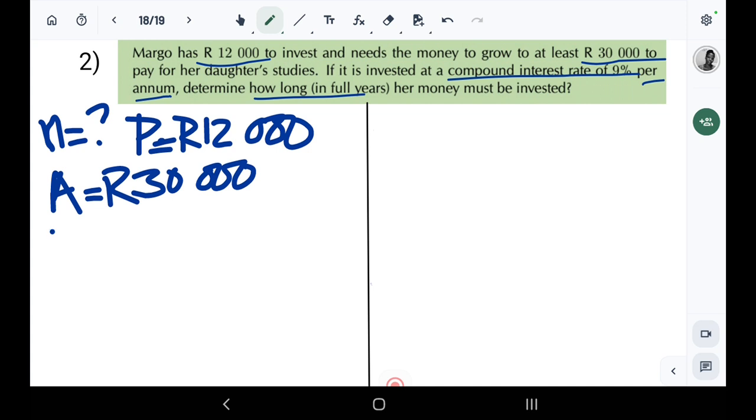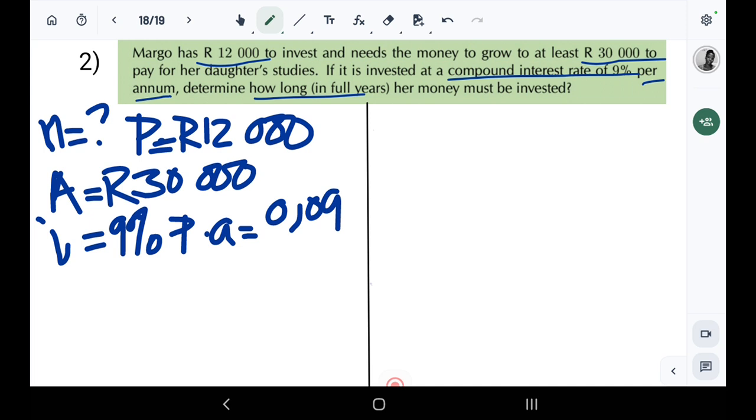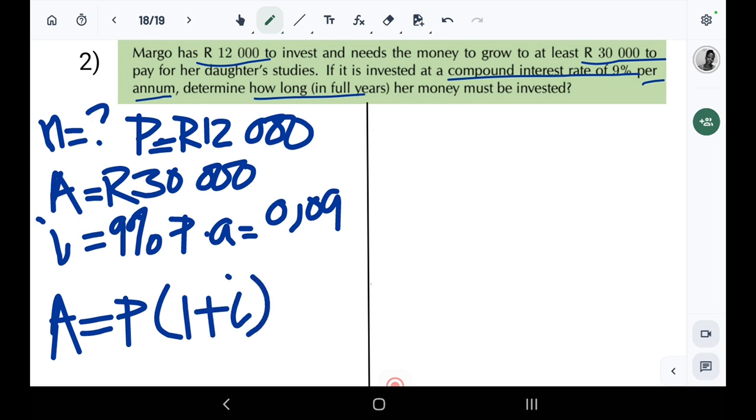The interest rate, i or r, is 9% per annum, compounded annually, which gives us 0.09. Determine how long, that is n years, her money must be invested. Now we use the compound interest formula. Remember, i and r are exactly the same thing.